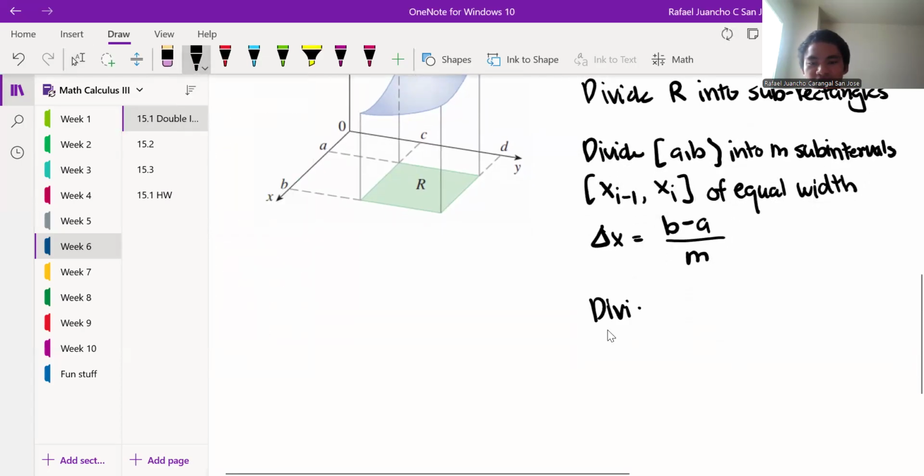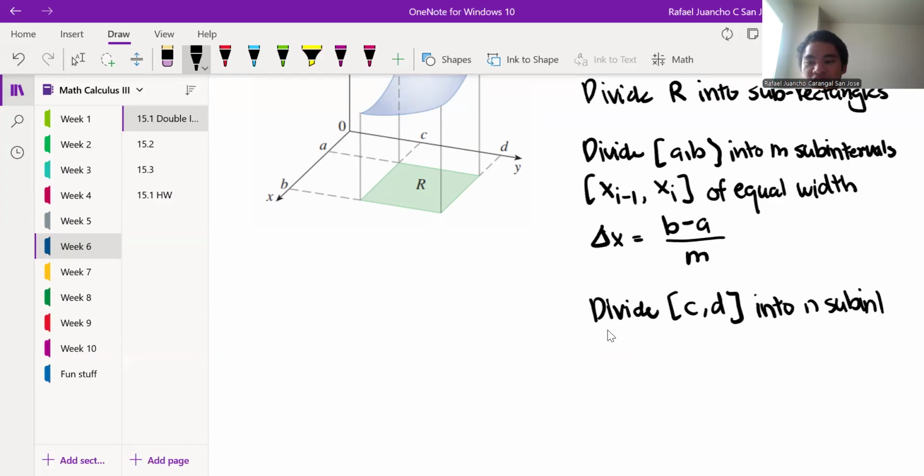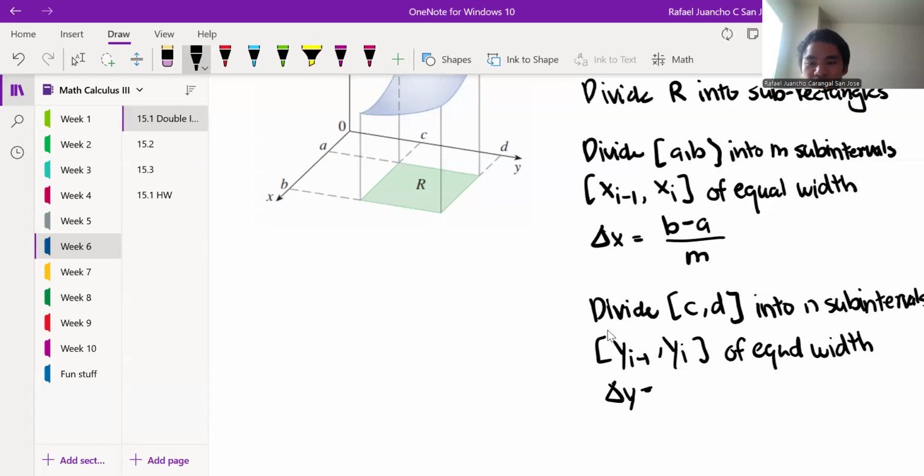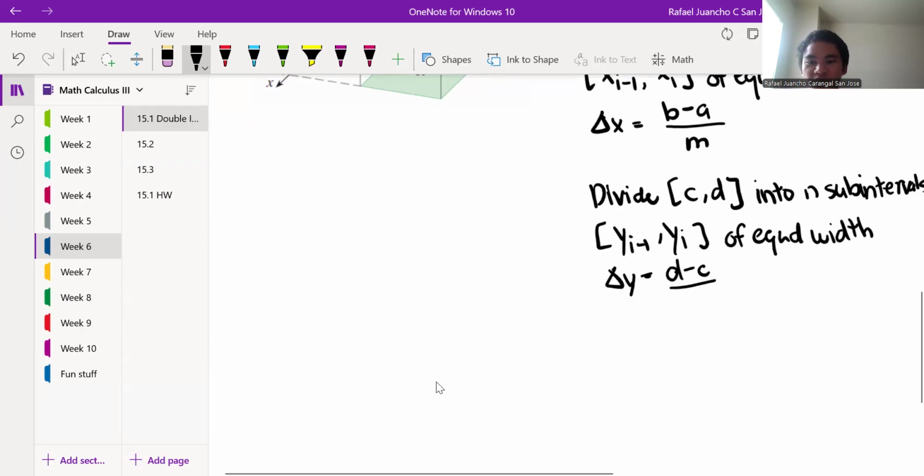So again, we do the same thing for our interval C to D on the y-axis. Let's divide it into n subintervals, from y sub i minus 1 all the way to y sub i, and they're of equal width again. We'll call it change in y, or delta y. When I subtract my upper and lower boundary and divide by n, I get that. And by drawing lines parallel to the coordinate axes through the endpoints of these intervals, we form the subrectangles.